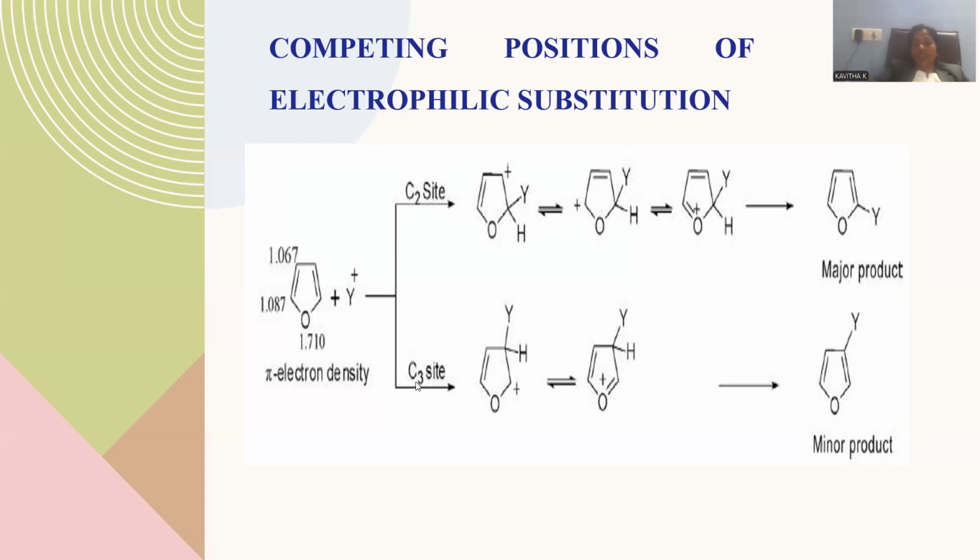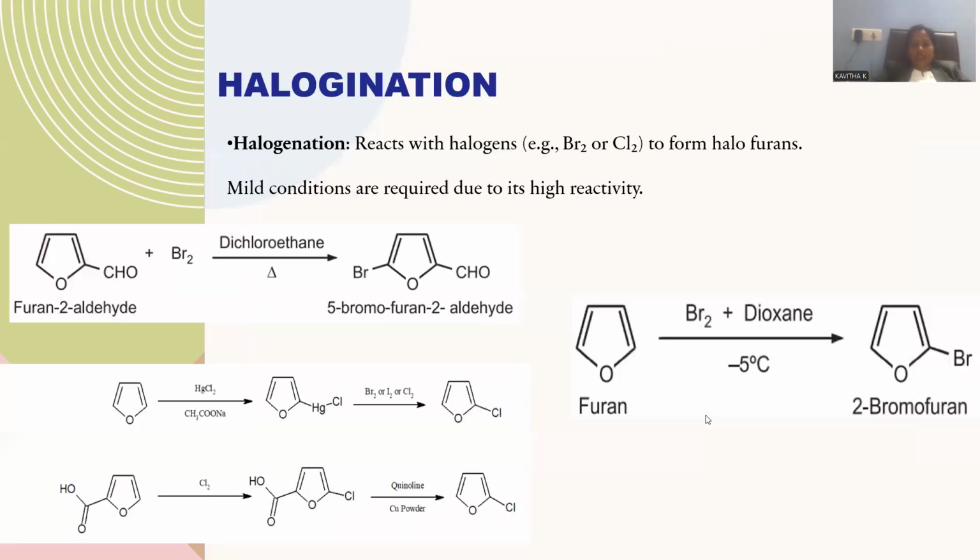Let me go with C3 electrophilic substitution. Whenever the C3 position is substituted with an electrophile, the carbocation is immediately satisfied by the lone pair of electrons on oxygen, giving only 2 canonical structures. So it is the minor product. The more resonance structures, the higher the product yield. So the major product will be the 2-substituted one. The fewer the resonance structures, the lesser the stability contribution, so the minor product is the 3-position substitution. This is electrophilic substitution.